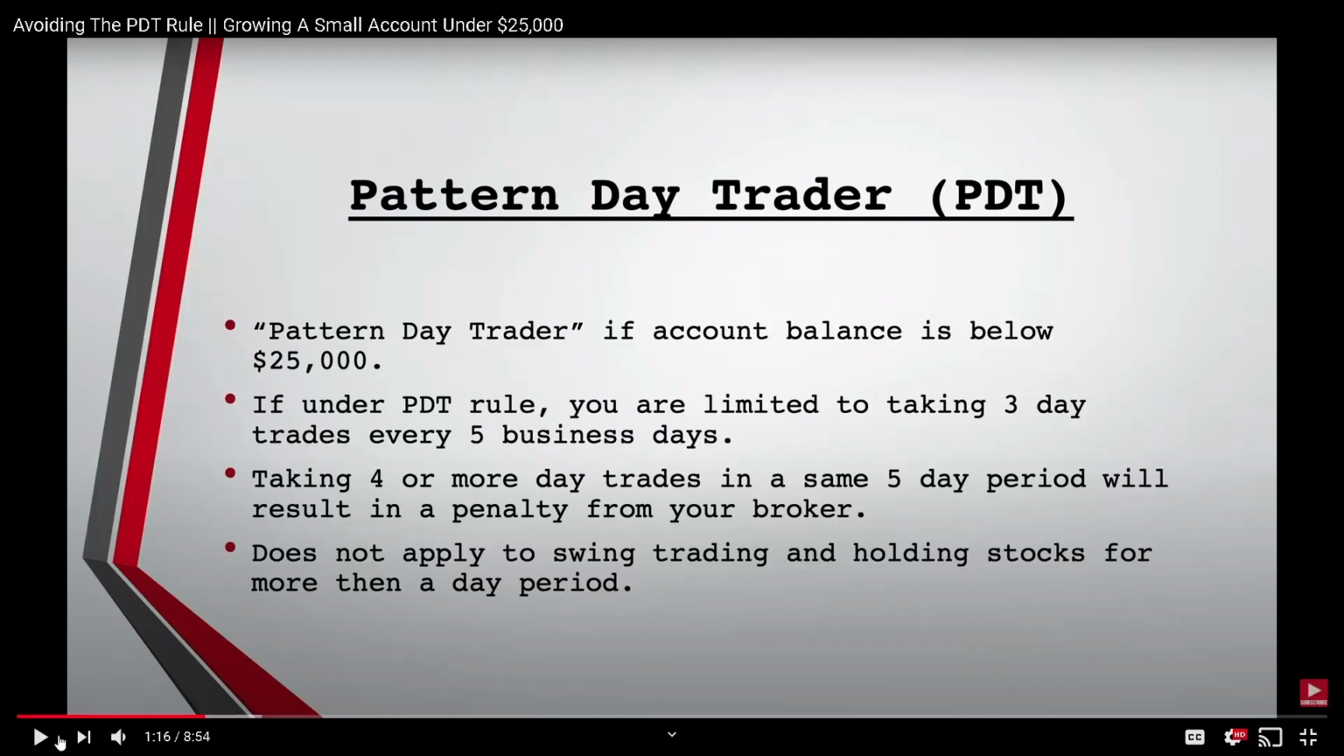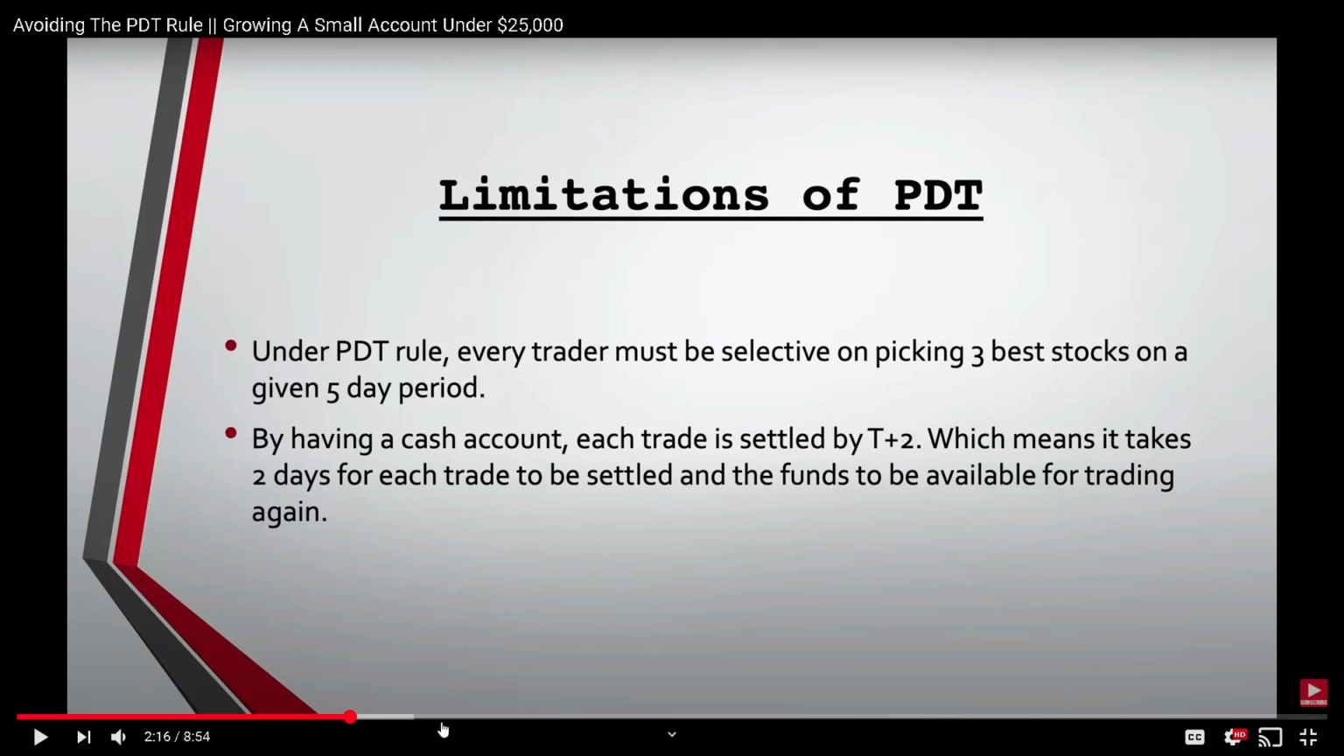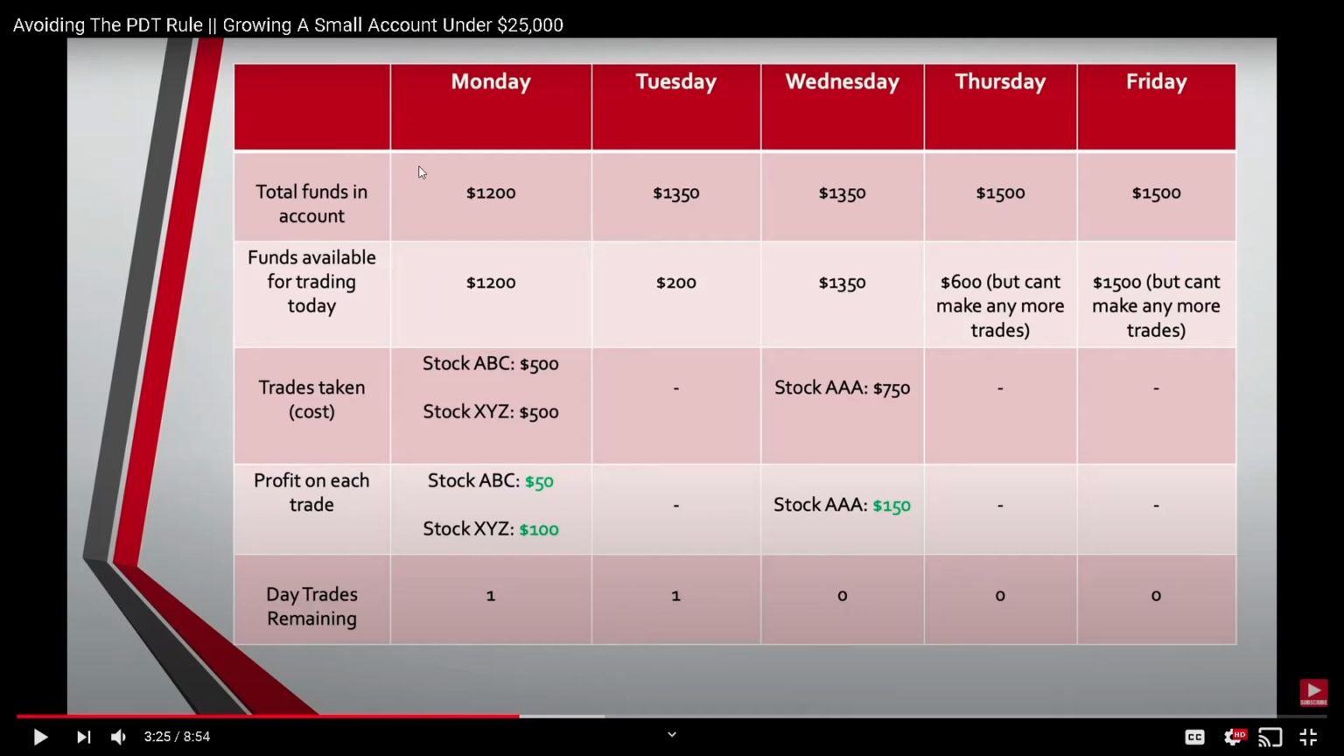So I made a video a while ago on my channel about the PDT rule. And for those that aren't familiar with the PDT rule, it basically states that if you have under $25,000, you're going to be limited to taking 3 day trades in a 5 business day period. So with this, you have to be very selective on the 3 best stocks that you trade in a given period. So let's say you have $1,200 in your account on Monday. You make 2 trades that day on Monday. Now you only have 1 day trade left until the following Monday, which is 5 business days. Therefore, you could only make 1 trade for the rest of the week.